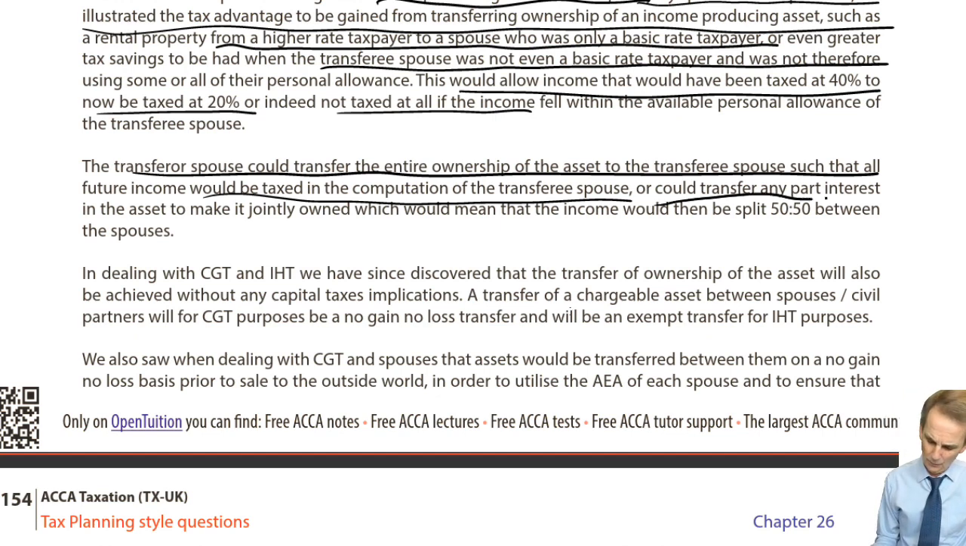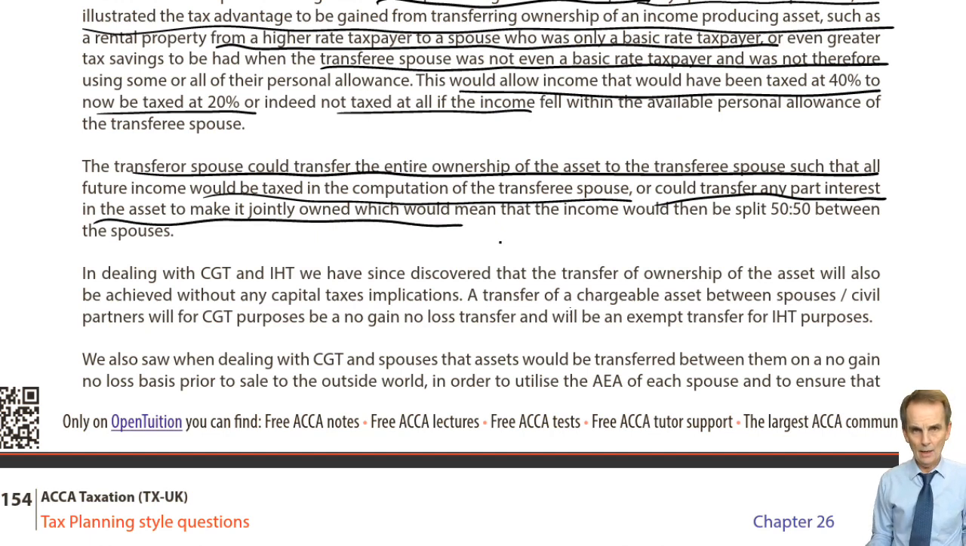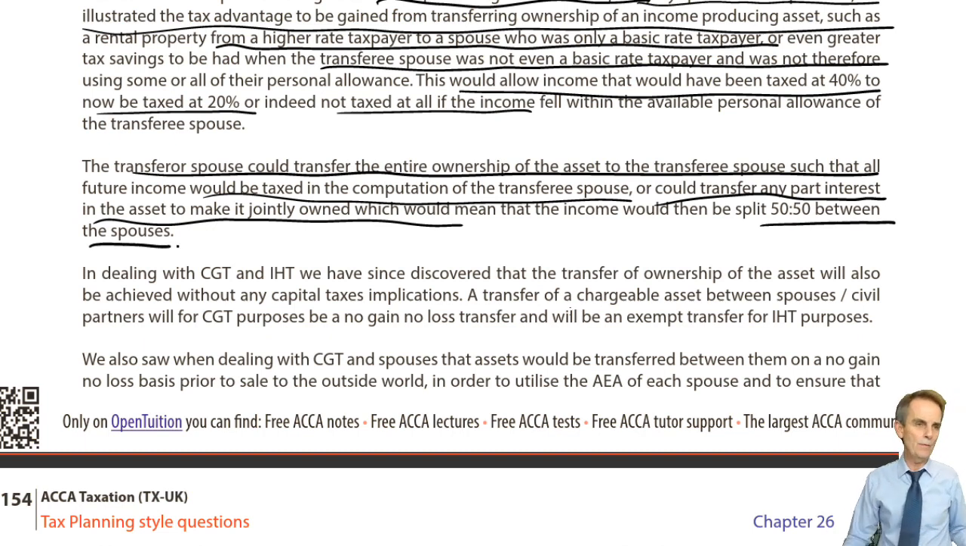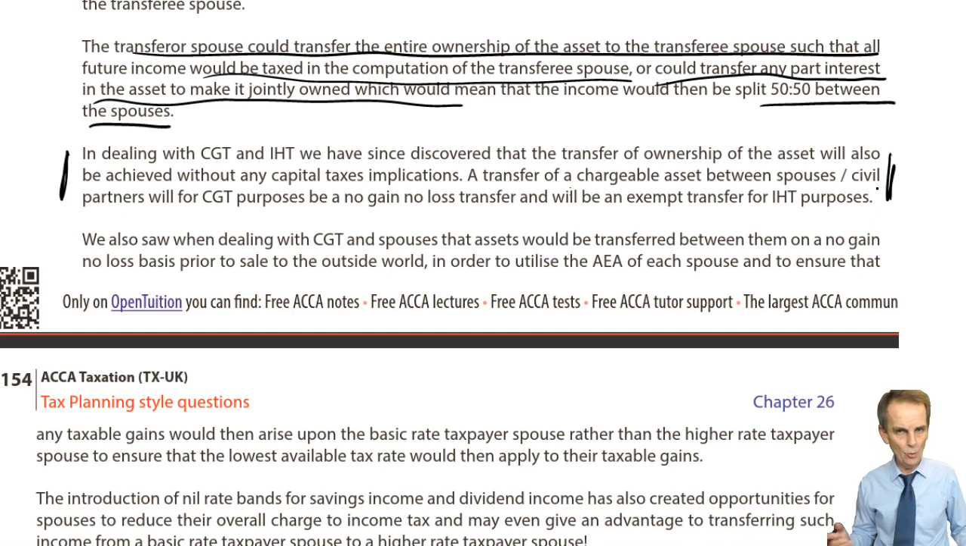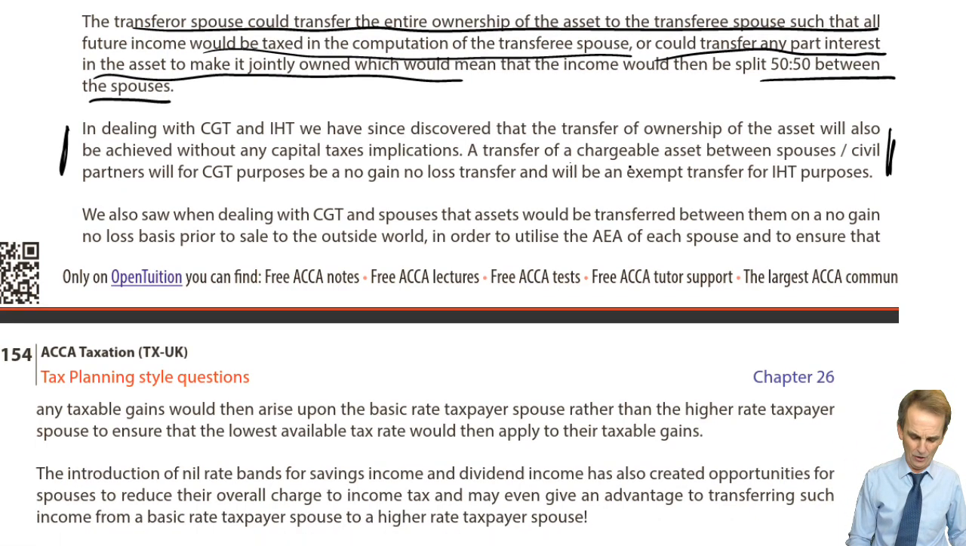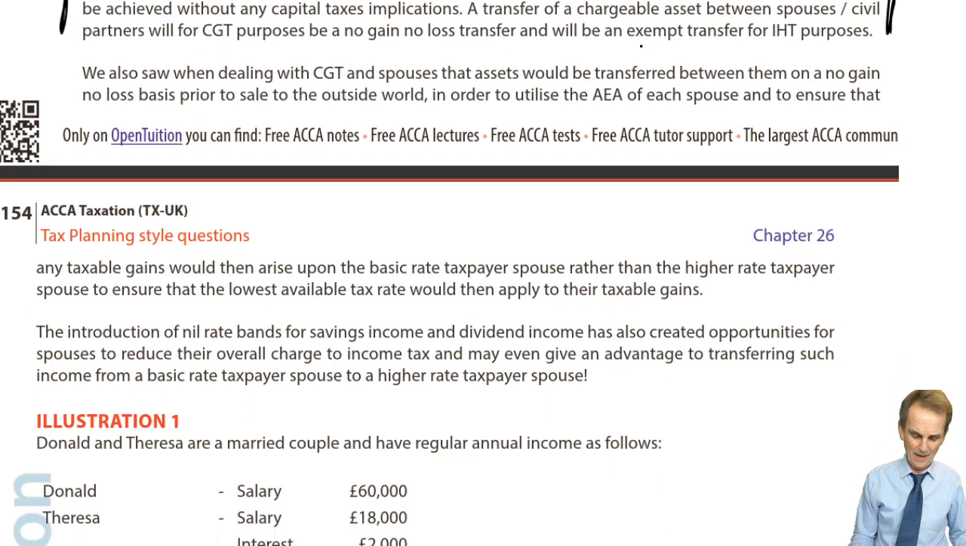We could transfer, therefore, any part interest in the asset to make it jointly owned, and then you'd move to your 50-50 rule on joint income. So although you wouldn't be moving all the income across and achieving greater tax savings, it would at least achieve some tax savings on half of that income. We make the point here about the capital taxes, though, being an issue, not a problem. Again, marks are scored in a written question by making those statements.